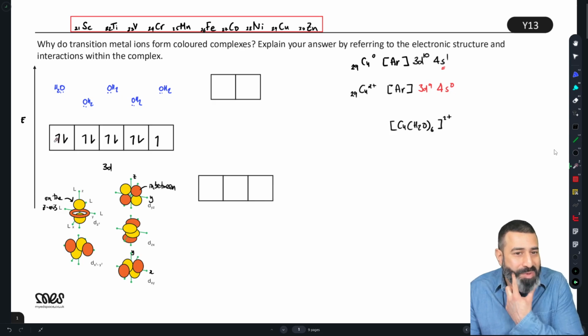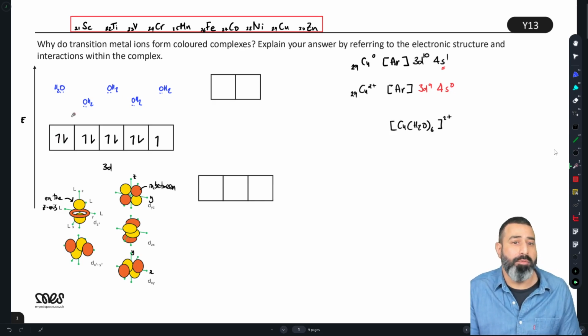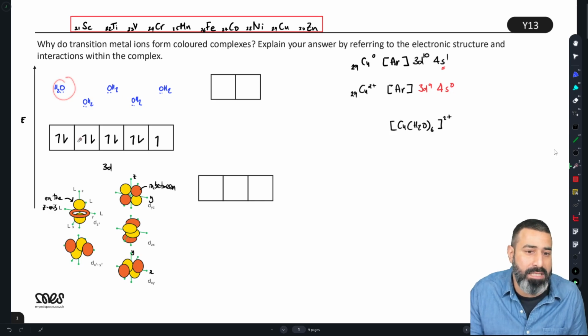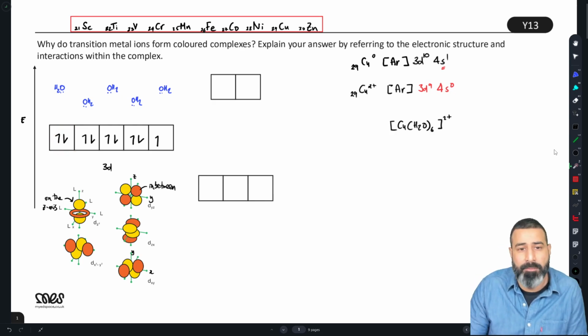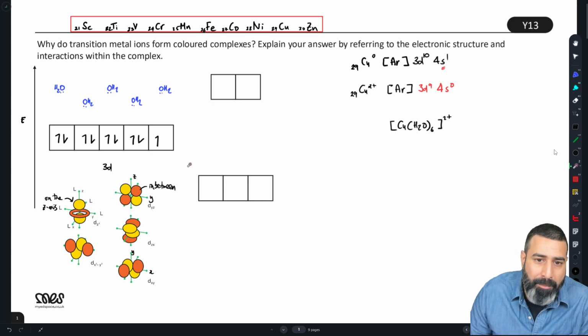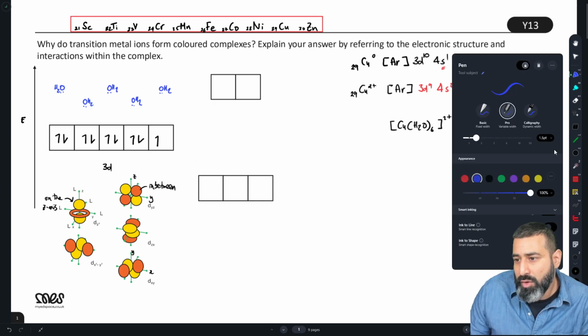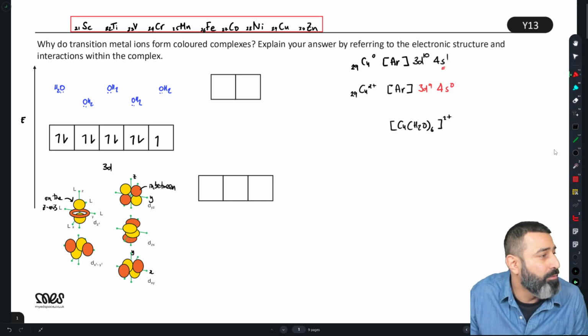Now, what's also going to happen is there's going to be electron-electron repulsion. Electrons are negative, and you've got negative electrons in the ligand and in the transition metal center. So we're going to get a repulsive effect as well. So what happens? Now, not all of the 3d orbitals are equally repelled. So they start by having equal energy.